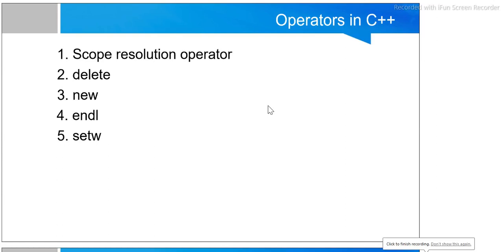Today in this lecture of object-oriented programming with C++, we will discuss several operators which are included in the C++ language. Previously a rich set of operators was already present in C, which is also valid in C++. Besides that, many operators are included in C++, like scope resolution, delete, new, setw, insertion operator, extraction operator. All these are included in the C++ set. So one by one we will discuss these five operators today.